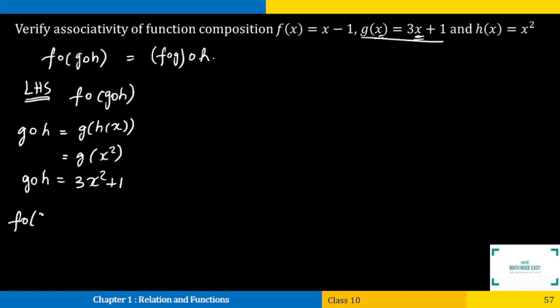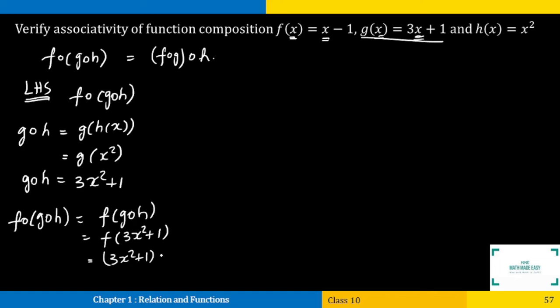For simplicity I'll do it like this. So f compo g compo h can be written as f of g compo h. We already know that g compo h is 3x square plus 1, and f of x is x minus 1, so f of 3x square plus 1 goes like 3x square plus 1 minus 1, and that gives you 3x square. So this is f compo g compo h. Okay, let's keep this aside, and then we go for what the RHS tells.